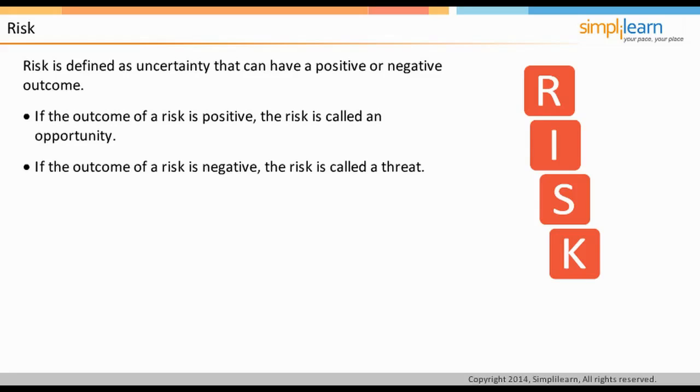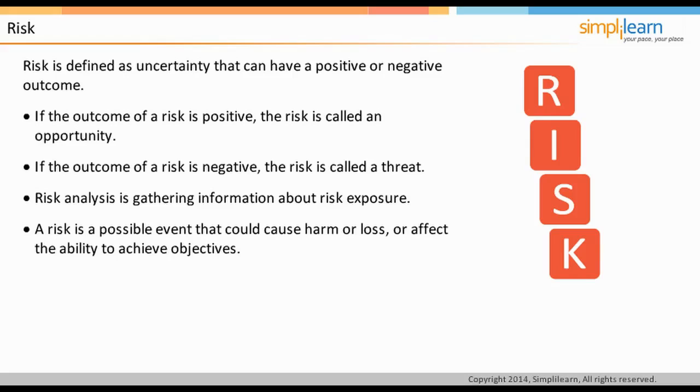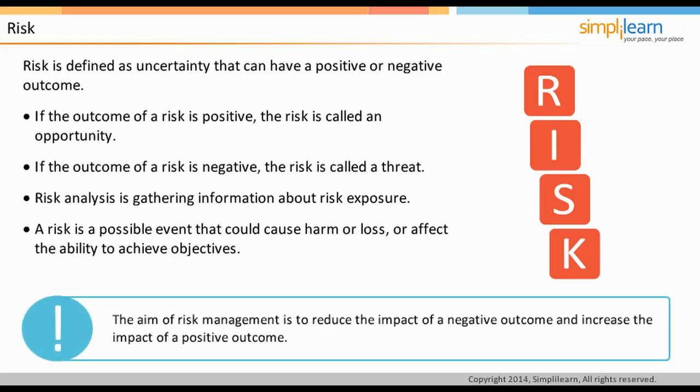There are two distinct phases of risk, which are risk analysis and risk management. Risk analysis involves gathering information about risk exposure so that the organization can make timely decisions and manage risk appropriately. A risk is a possible event that could cause harm or loss, or affect the ability to achieve objectives. The technique used to manage a risk is called risk management. Managing risk involves risk assessment and risk analysis. The aim of risk management is to reduce the impact of a negative outcome and increase the impact of a positive outcome. Next, we will focus on service management technology and automation.